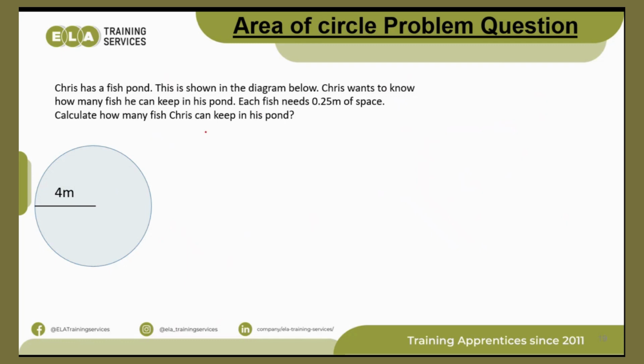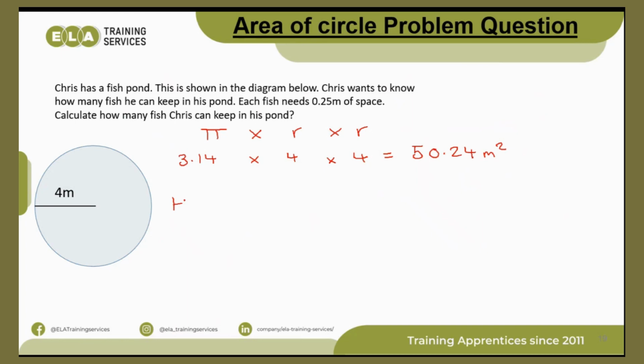Okay, so we know we're dealing with a circle. So we're going to do area, which is pi times radius times radius. Okay, we know that our pi is 3.14 and our radius is 4. So firstly, we've worked out the radius, and now we're going to work out the full area using our formula, 3.14 times 4 times 4, and our area is 50.24 metres squared.